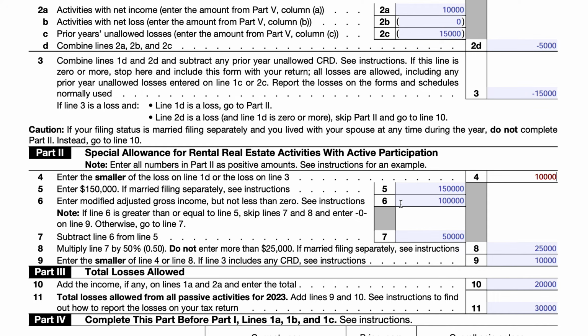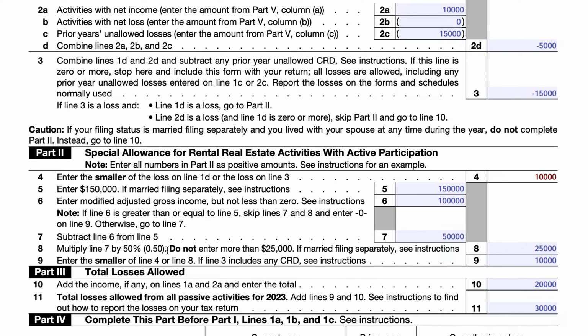So if line 6 is greater than or equal to line 5, that means you are not allowed the special allowance, but in this case it's smaller. So now we get to see if we're eligible for the full amount or some sort of a prorated amount. So we take the difference between the 150 and the 100, that's $50,000.